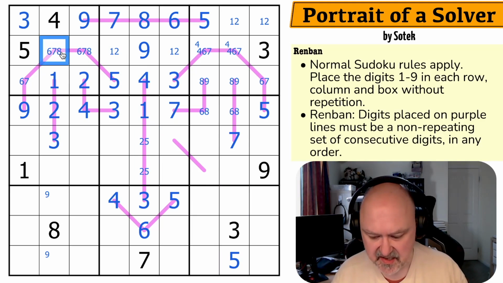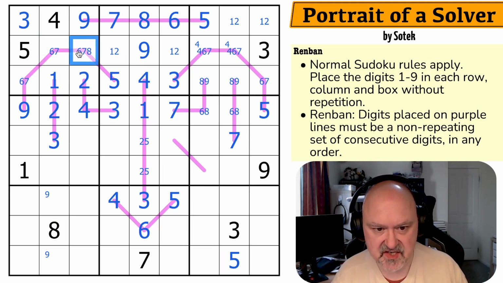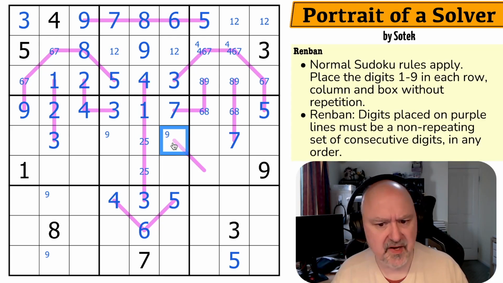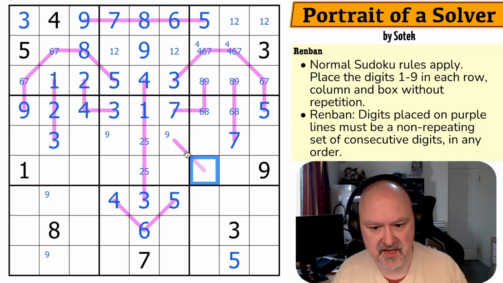There's no 8 here because of the given digits. They're almost invisible. So what are these? Well, there's a 9 in one of those two by Sudoku, but I can't put 9 here because the only thing that's consecutive with 9, because these have to be consecutive, it's a 2-cell long Renban, is 8, but I can't put 8 here. That's not the 9, that's the 9.